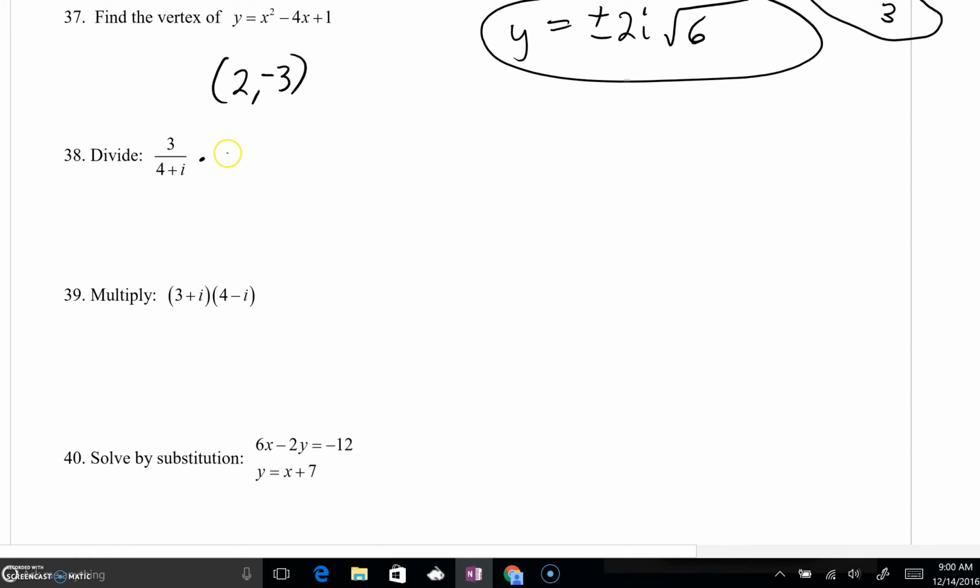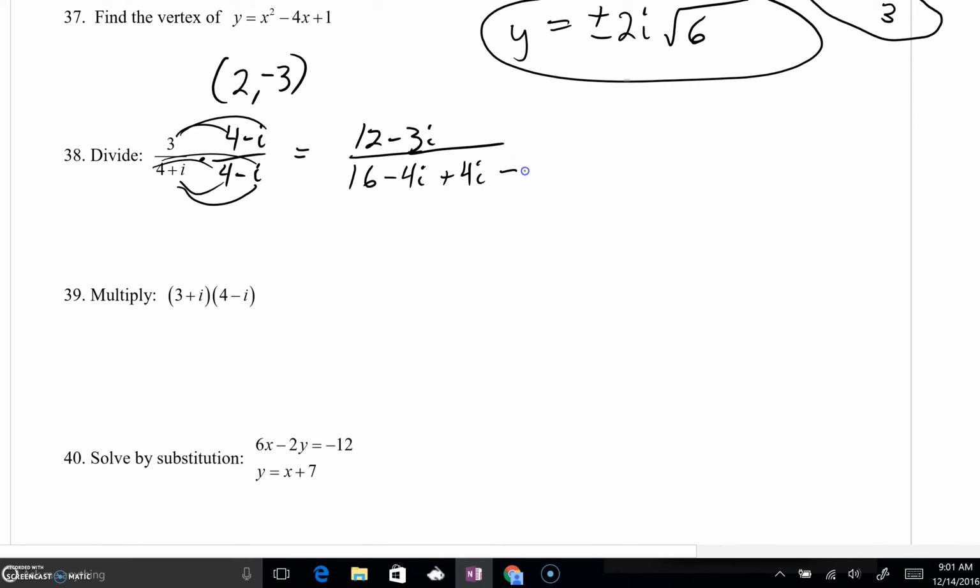Number 38, something we've done just recently. Multiply the top and the bottom by the conjugate of the denominator. Distribute a 3 to both. You'll get 12 minus 3i. Down below, 4 times 4 is 16. 4 times -i is minus 4i. Here you get i times 4, you get a plus 4i. i times -i is a -i squared.